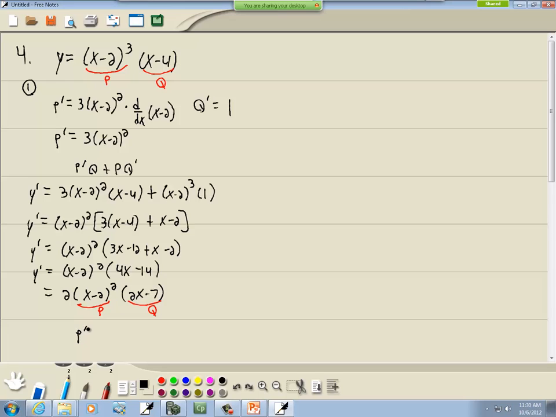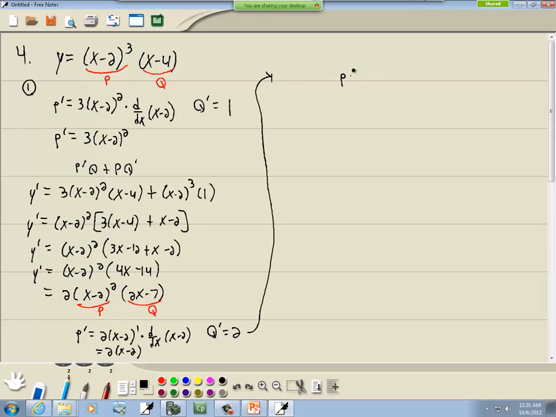So for p prime, take your power and put it in front. What's inside the parentheses remains as is. Lower your power by 1, and then multiply it times the derivative of what's inside the parentheses. So that just gives us 2 times (x minus 2), because the derivative of x minus 2 is 1. And q prime will be, the derivative of 2x minus 7 is 2.